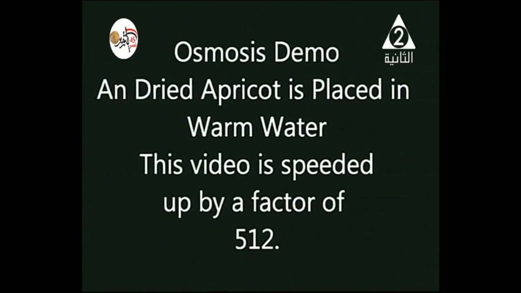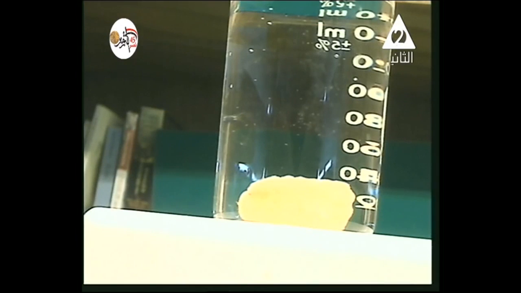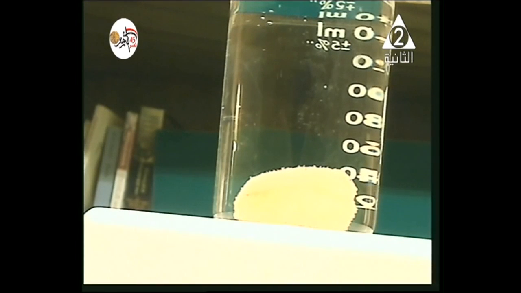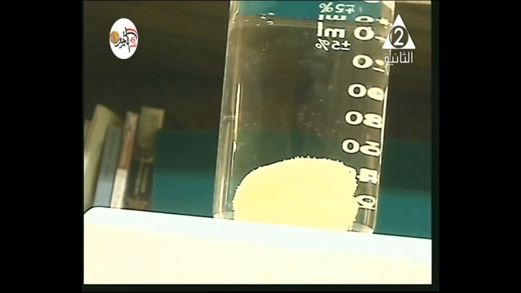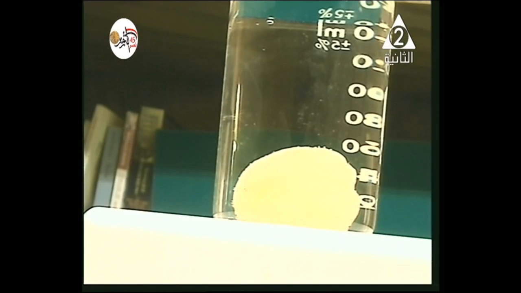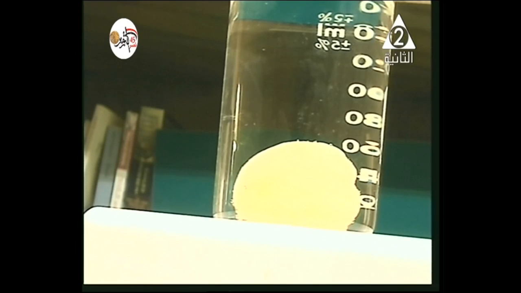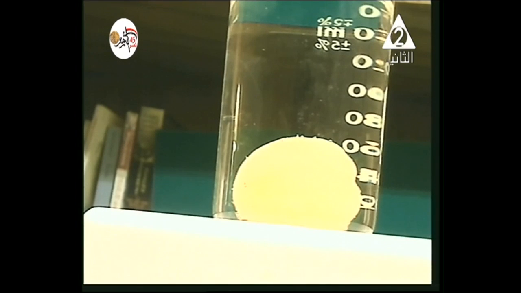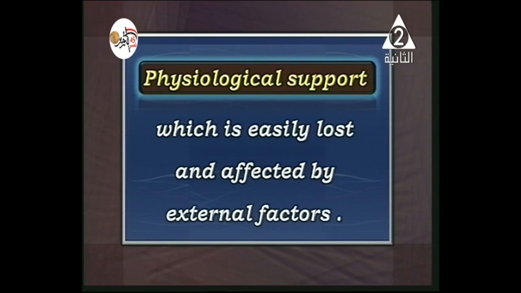This is an experiment to show us that we have a dry seed or dry fruit of apricot, and by adding a suitable amount of water, it absorbs a suitable amount of water and becomes turgid and restores its physiological support. And this is the meaning of physiological support in the plant. Is it clear? I need you to observe that the seed or the dry fruit absorbs water to become turgid and to restore its physiological support. What else about the physiological support?